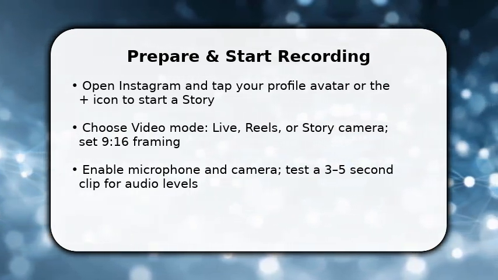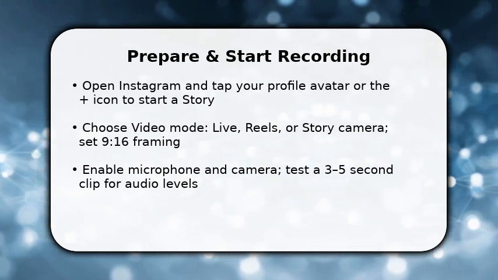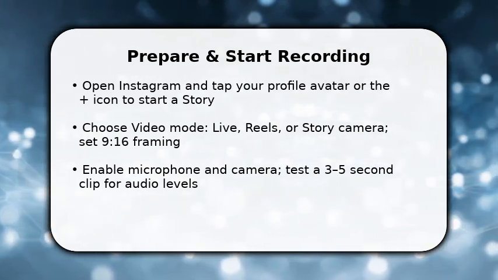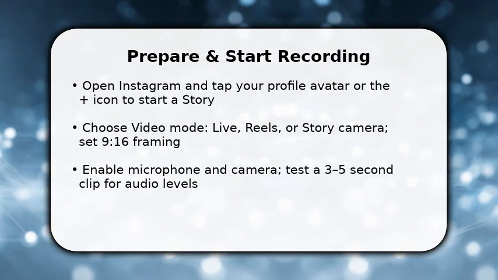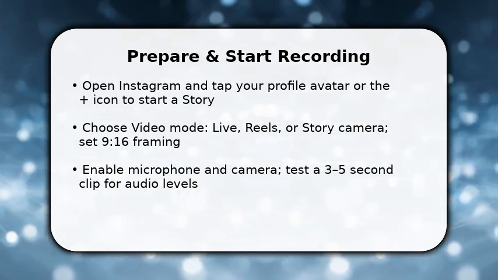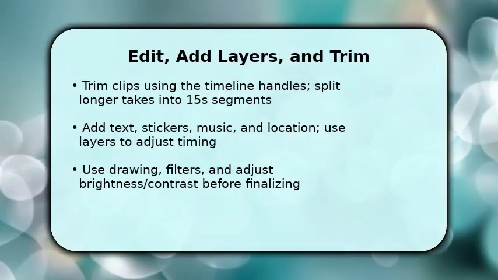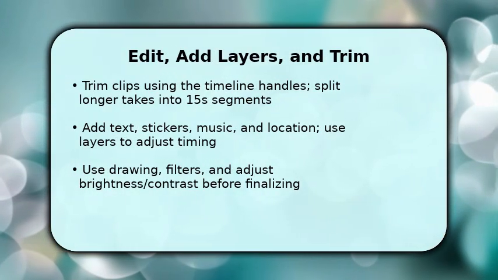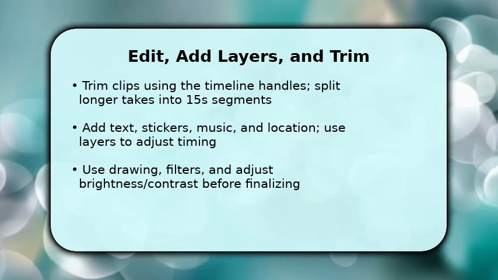If you want stabilized footage, use a tripod or lock exposure by holding the screen. Now begin recording your first take. Once you have your clip, tap the preview to trim and split. Instagram treats stories in 15-second segments, so split longer takes accordingly.